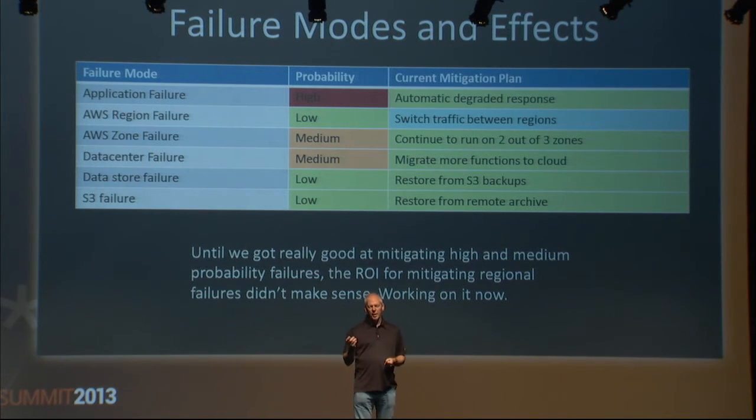Region failure we've had a few times in the last year. It doesn't happen that often. What we want to get to is being able to switch traffic between regions, and I'll talk about that next. We're working on that. Zone failure is something that we expect to happen reasonably often and to be able to deal with automatically and transparently so the customers don't see it.